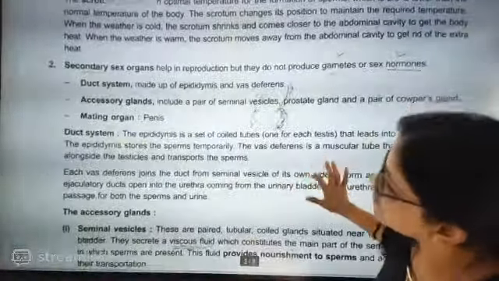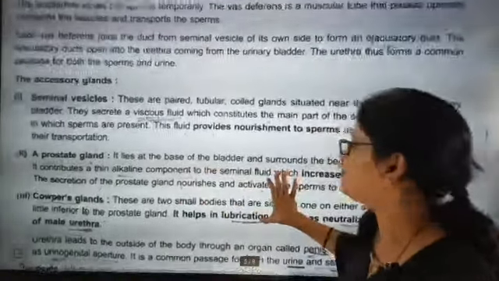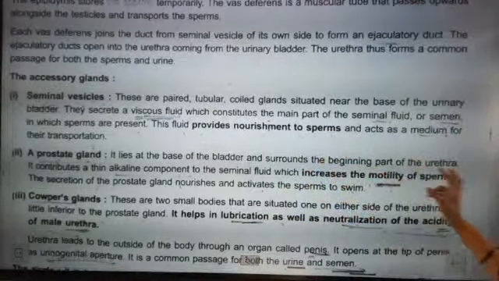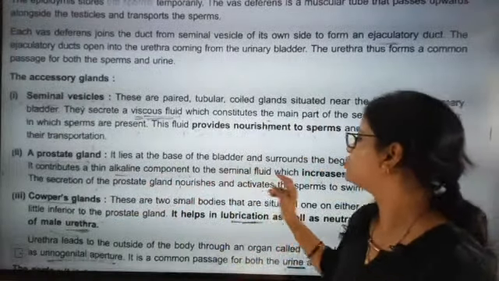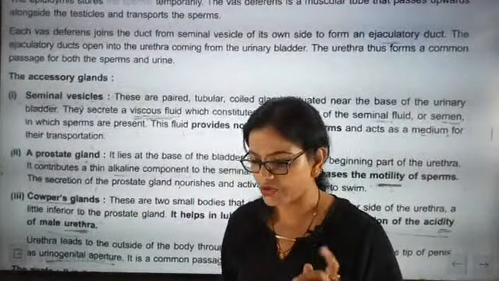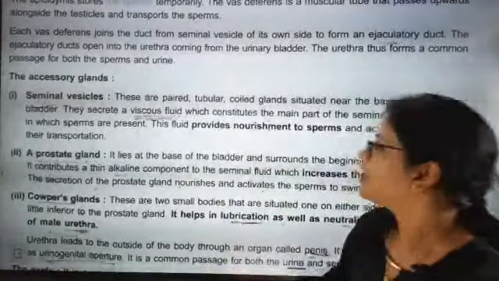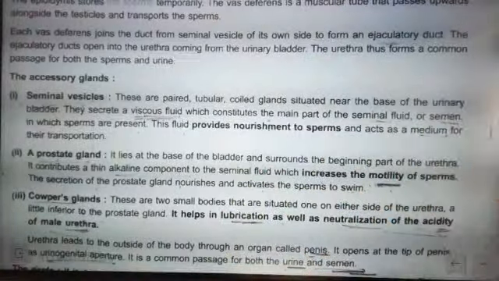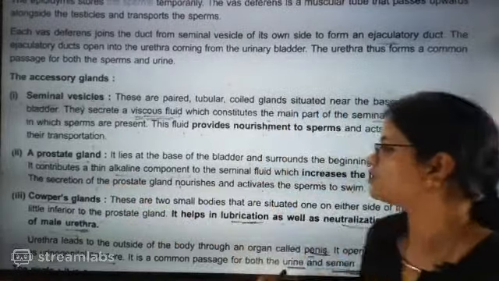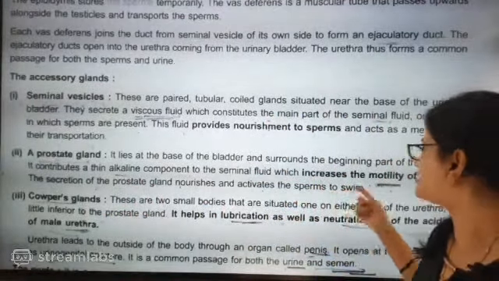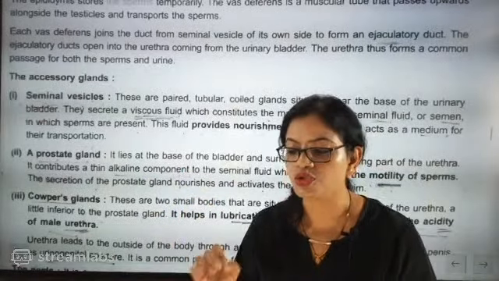Just one minute, where was I. The prostate gland lies at the base of the bladder and surrounds the beginning part of the urethra, and it contributes a thin alkaline component to the seminal fluid, which increases the motility of the sperm. The secretion of the prostate gland nourishes and activates the sperm to swim. So this is helping the sperms to swim.